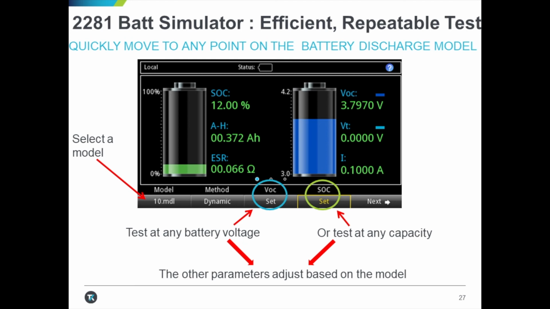So as an example, you can test voltages down to very low VOC state, near the end of the discharge cycle, to understand how much battery life remains as a function of time. Additionally, you could also test at any capacity of the state of charge. With the 2281S battery simulator, you can then compare different batteries which you're considering during your design development stage.